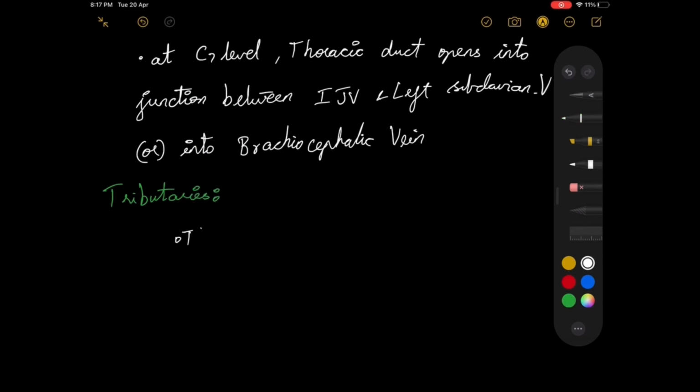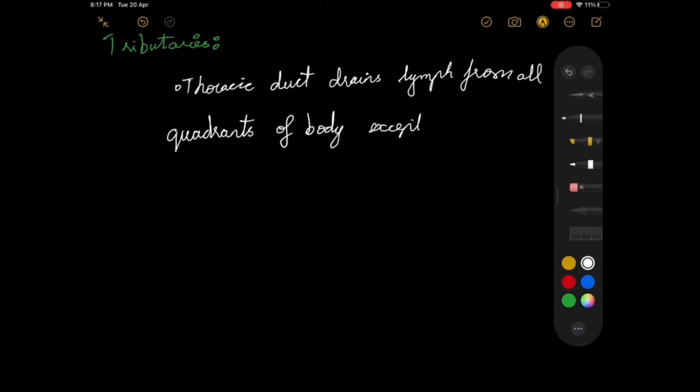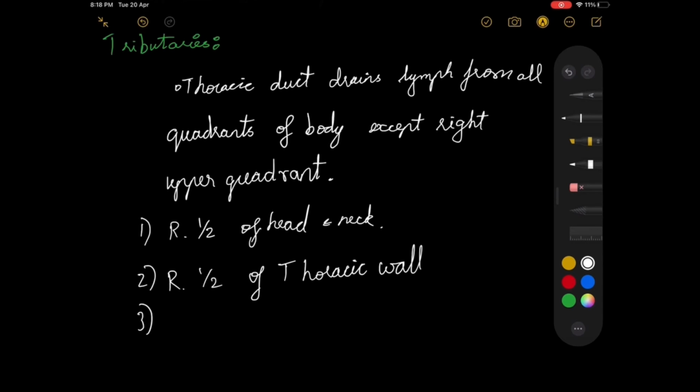And now on to the tributaries. The thoracic duct drains lymph from all quadrants of the body except the right upper half. And now on to the quadrants. The right half of the head and neck, the right half of the thoracic wall, and the right upper limb are the parts which are not drained by the thoracic duct.